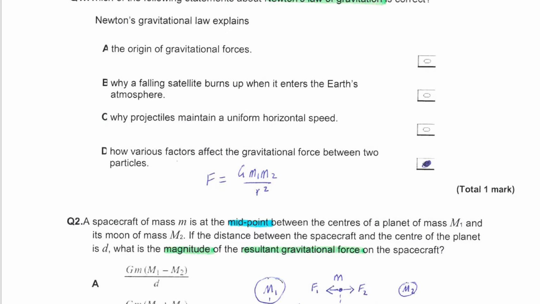This separation refers to the distance between two point masses, or if they are not point masses, you must measure to the centre of mass of each one.